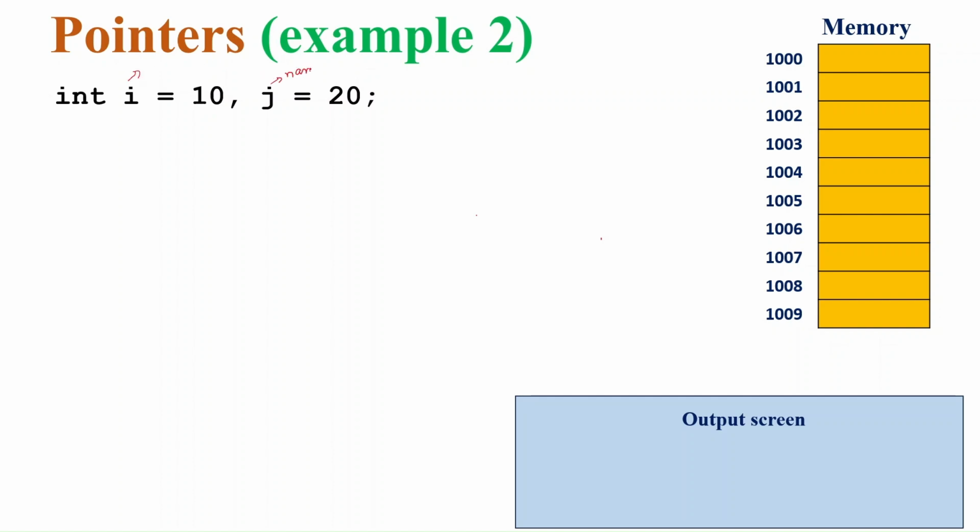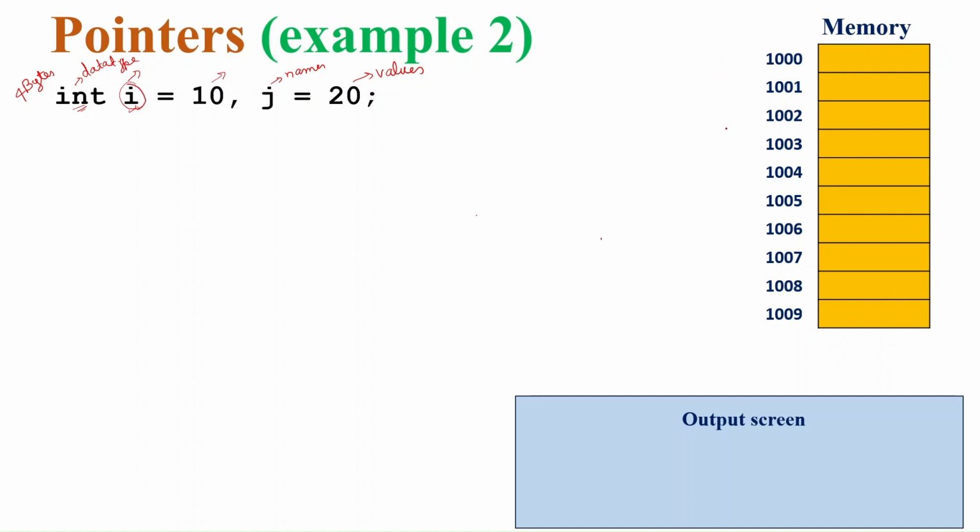These are names of the variables, and 10 and 20 are the values of the variables, and int is the data type of the variable. So this int data type says that it will occupy 4 bytes of space in memory. So after this line, i will be allocated some space in memory.